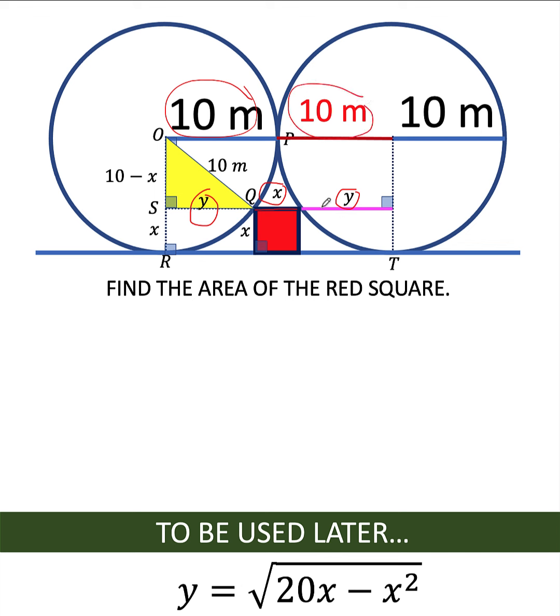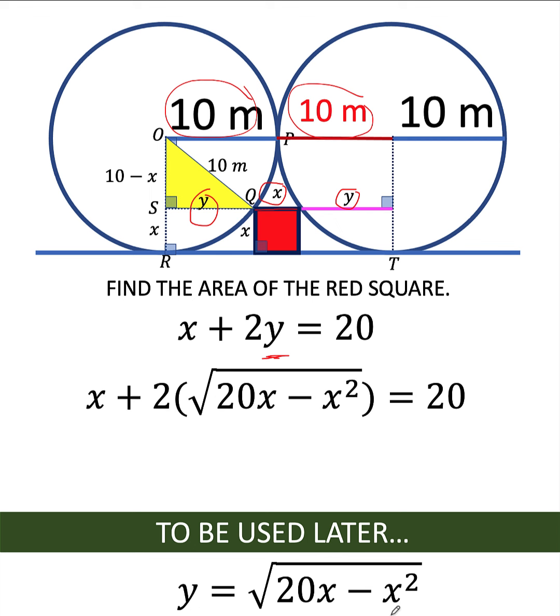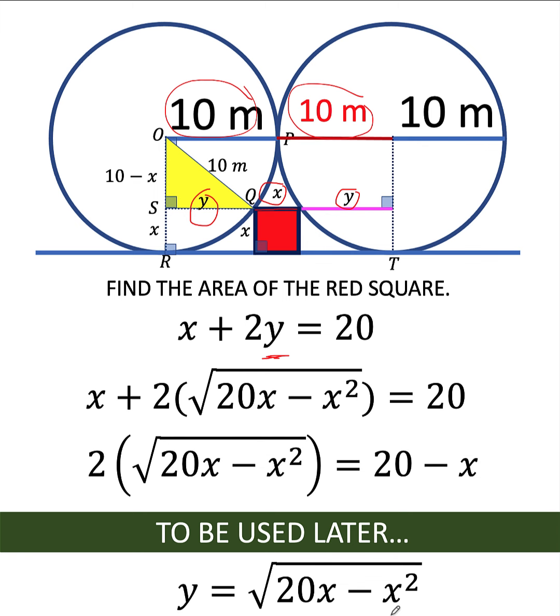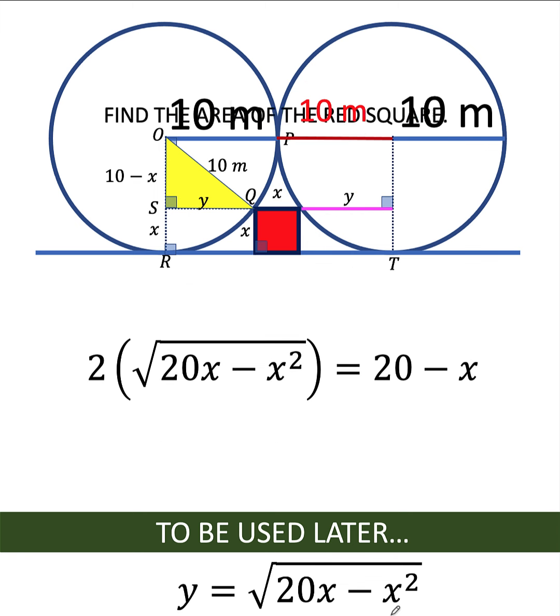And therefore, we can now form this equation: x plus 2y is equal to 20. But what is the value of y? We know that y is equal to the square root of 20x minus x squared. So let's do the substitution. Then let's subtract x from both sides, and let's simplify this further.